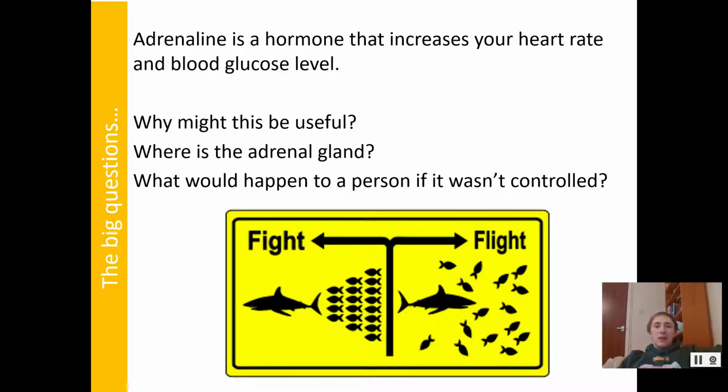Hopefully you're immediately thinking of that bit above your kidneys. So adrenaline is being released from the little hat on top of your kidneys, the adrenal glands. And then the next question is, what would happen to a person if it wasn't controlled correctly?